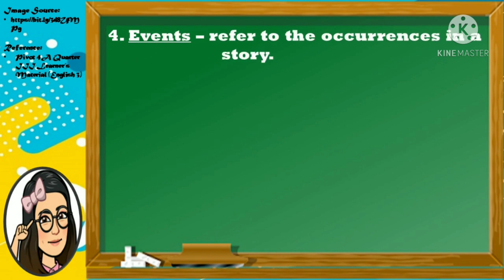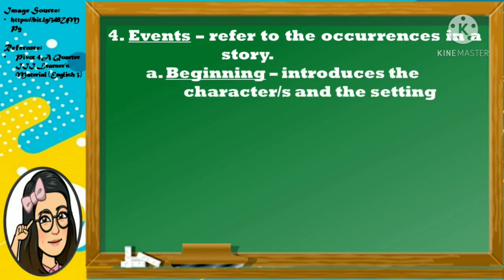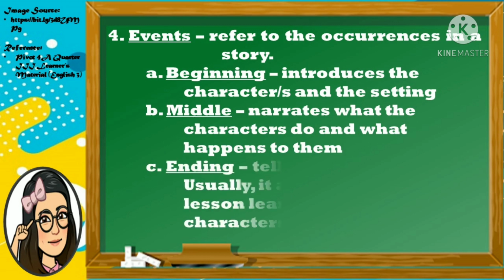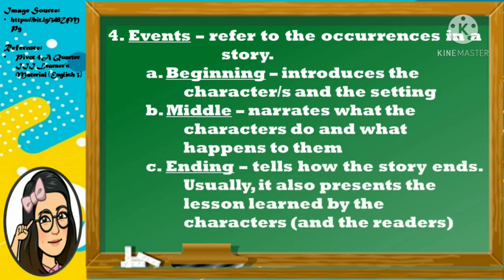The fourth and the last one are the events. They refer to the occurrences in the story. They are basically divided into 3 parts: beginning, middle, and ending. The beginning events introduce the characters and the setting. Middle events narrate what the characters do and what happens to them. And the ending events tell us how the story ends. Usually, it also presents the lesson learned by the characters and the readers.